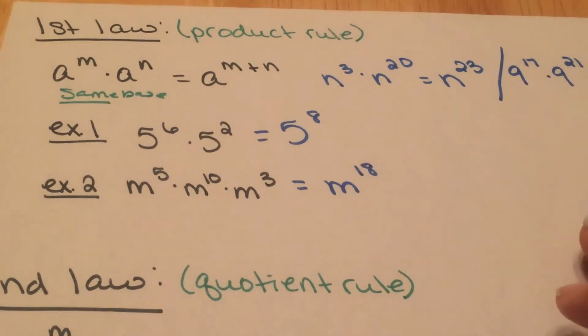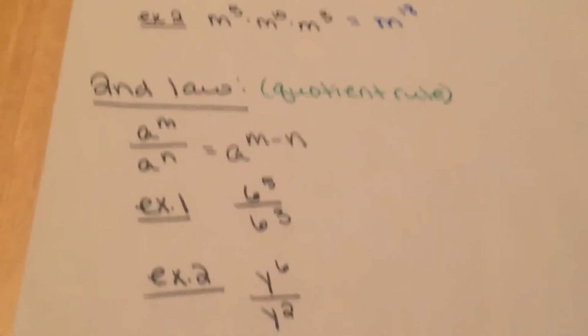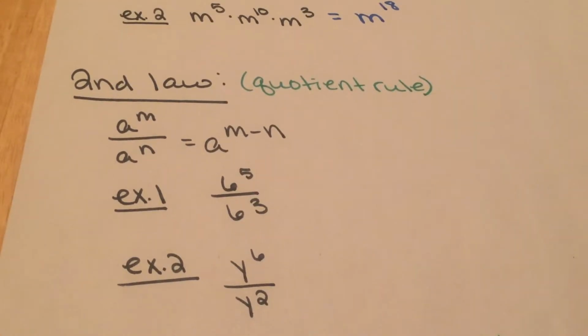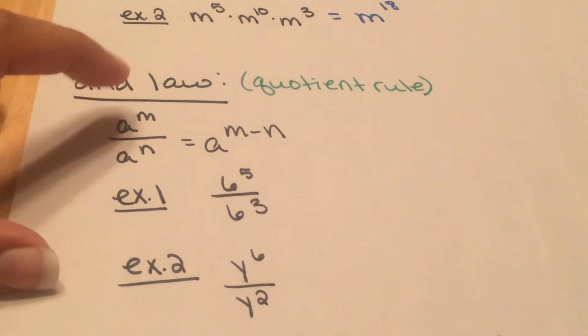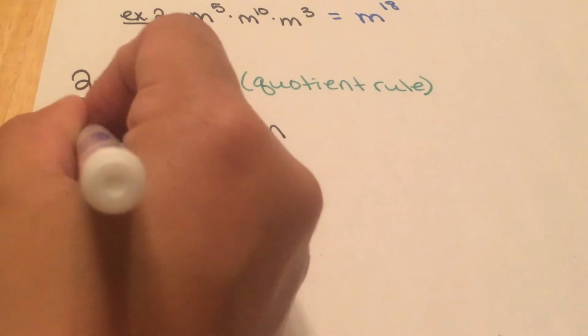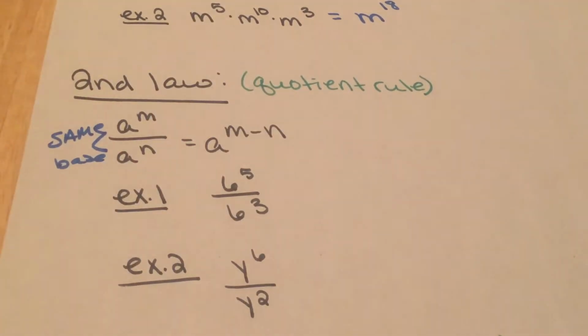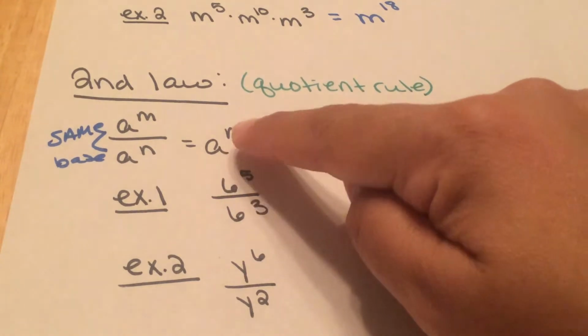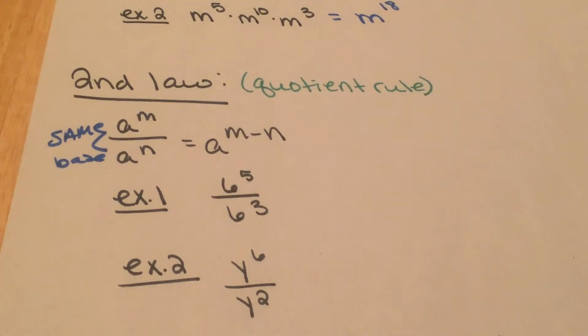So the next law we're going to see is going to be our quotient rule. So quotient, remember, is our answer when we divide, and we can actually see a division here. So this is telling us a to the mth power divided by a to the nth power. Again, same bases. Those are important. So when we look at this, we can see that if we have the same base, all we have to do is really just subtract those two exponents. So we're going to see an example of that right now.